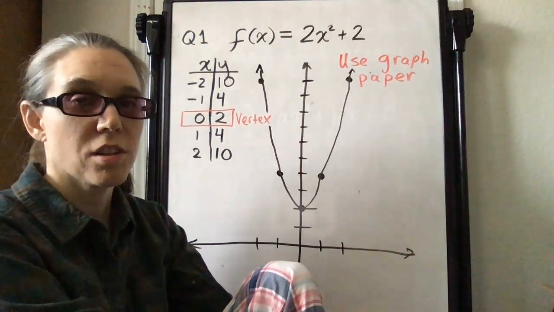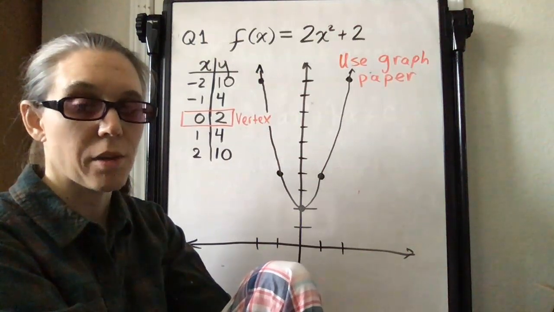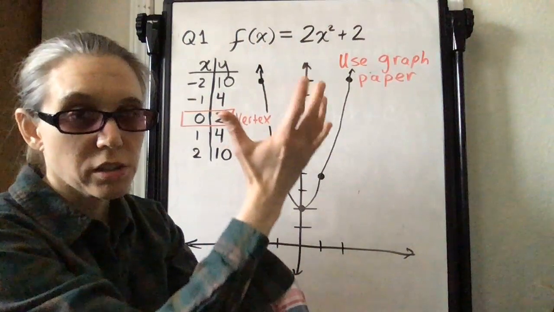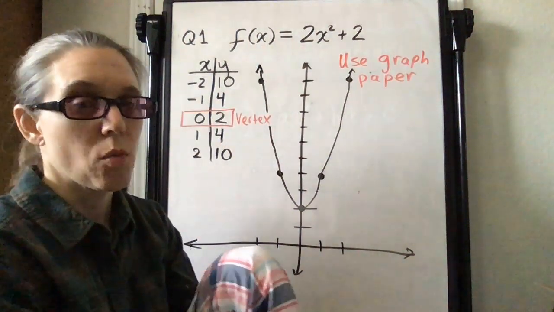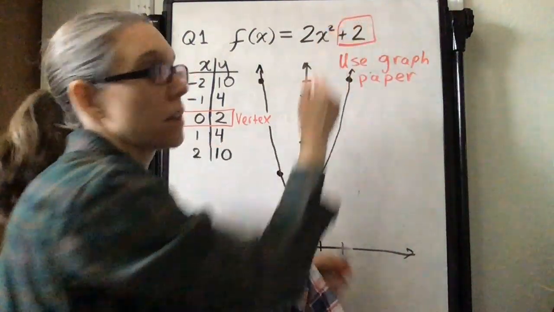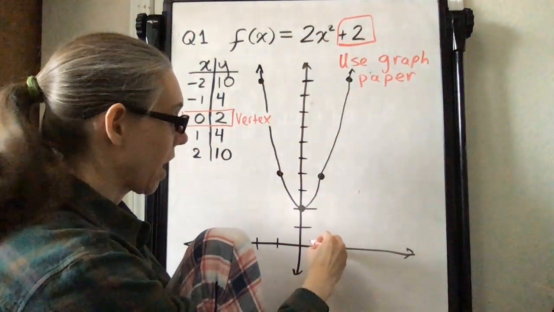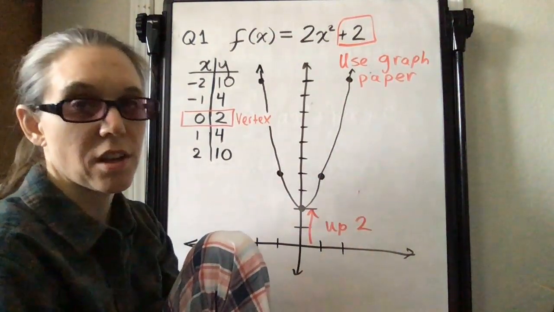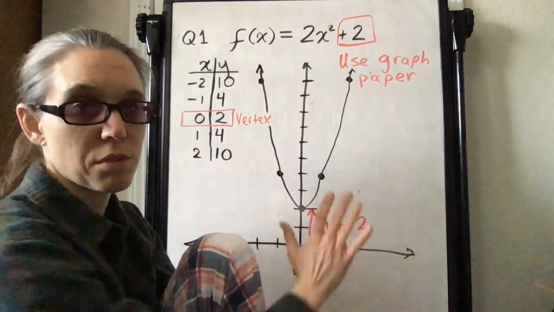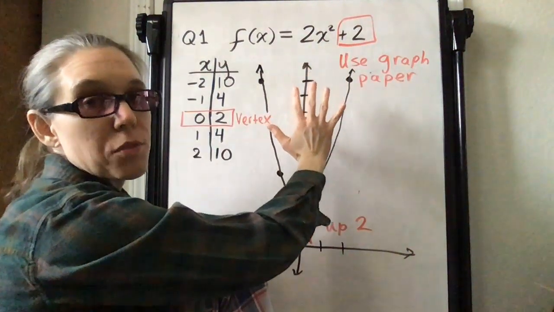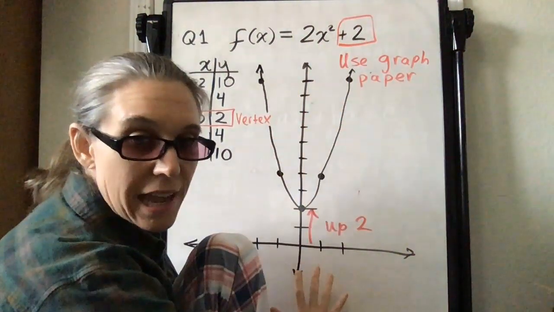So one thing I want you to notice is that this is the graph of the parabola shifted up 2. There's also a vertical stretch, but what I need you to remember is that this plus 2 right here is going to shift the graph up 2. So the second question on MyOpenMath reviews the shifting. If you add, you're going to go up. If you subtract, the graph goes down.